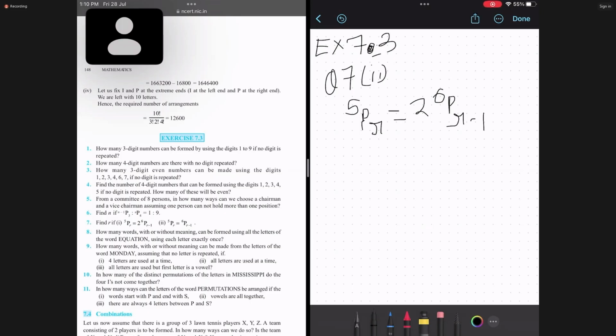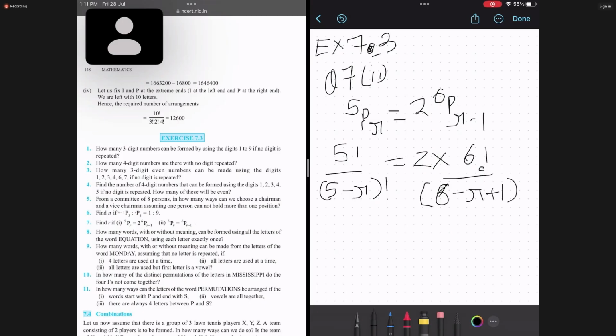So this is also an algebraic question. This is not a permutation combination question as such, but we are going to solve this using nothing but algebra. First we'll expand the nPr formula, and then we'll solve for r, which will result in an algebraic equation, and we'll be able to solve that. So 5pr is 5 factorial upon 5 minus r factorial, which is equal to 6 factorial upon 6 minus r plus 1 factorial. So this could be cancelled.